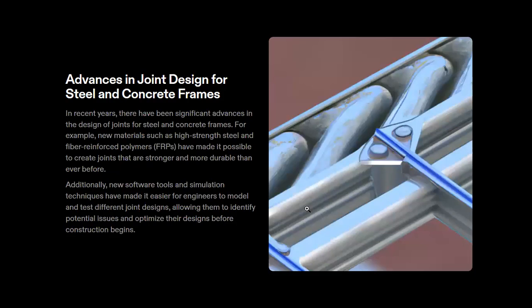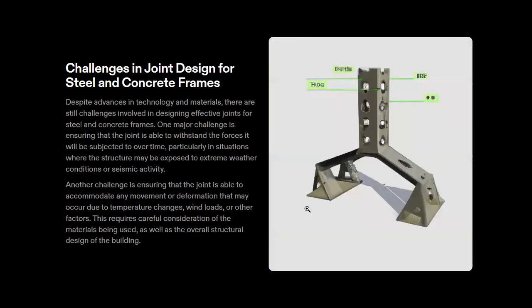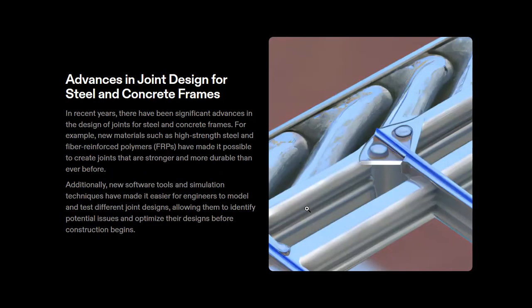Now the next one is advances in joints, because every property has advantages and disadvantages. These are the challenges overcome with the help of advanced technology in steel and concrete frame structures. Okay, now I am talking about these slides: advances in joint design for steel and concrete frames.